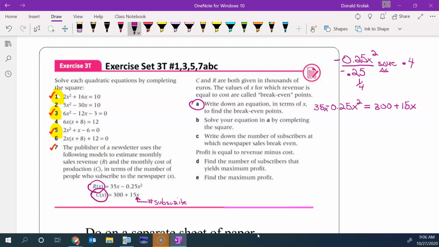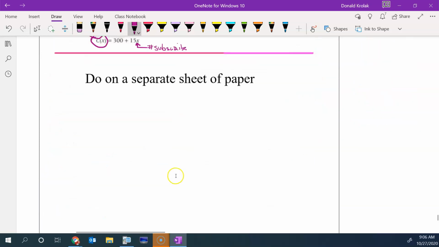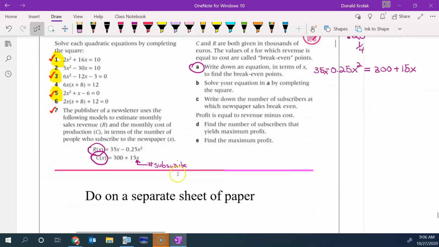All right. So now you're going to do just like what we did. Get the linear and the quadratic on one side, and then the constants. Well, there are no constants. Oh yeah, there is 300 on the other side. All right, and we'll check that tomorrow. You're doing A, B, and C.